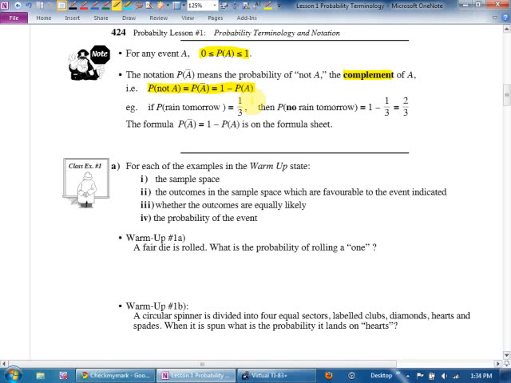Let me give you an example. Supposing they tell you the probability that it's going to rain tomorrow is 1 out of 3. What's the probability that it's not going to rain tomorrow then? 2 out of 3. That's going to become handy because you're going to find for a lot of questions, it's way easier to find the complement than it is to actually find the answer to the question that you're looking for. But then just go 1 minus the complement and you're done. We're going to use that all the time. So this formula here is on your formula sheet, but I'm going to say you'll memorize it naturally because it's kind of intuitive.